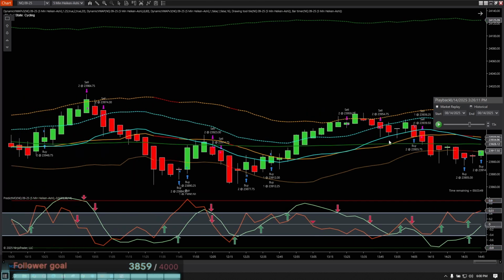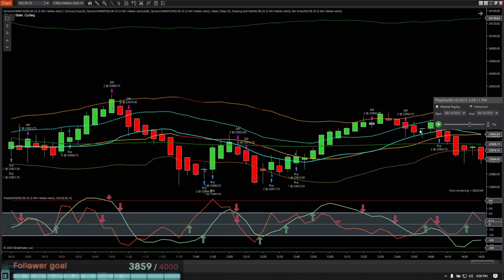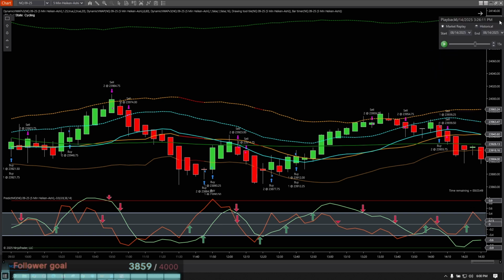Okay, so here you go, guys. This is what real algorithmic trading looks like right there. Wow, did you see that? That's what you call precision.